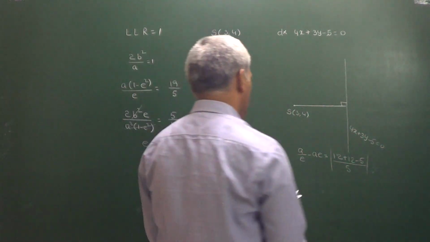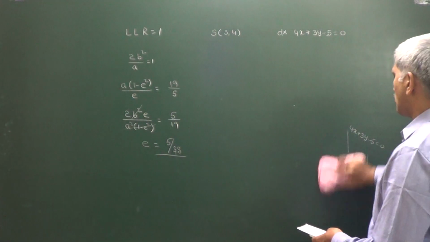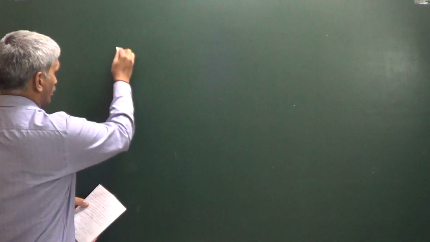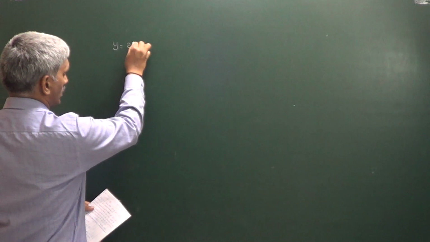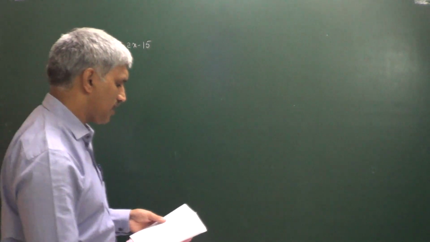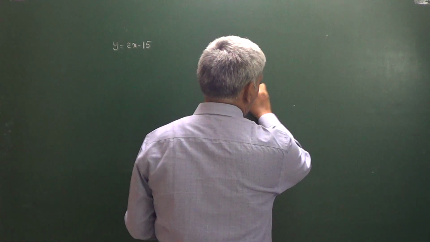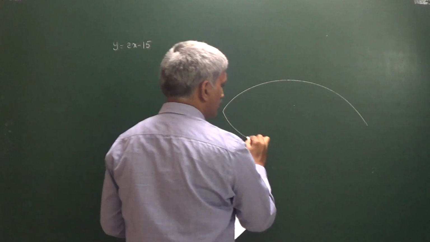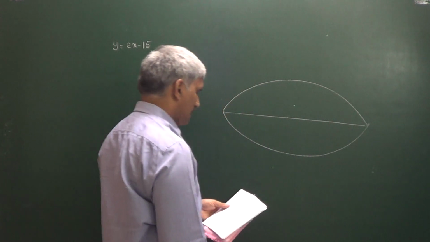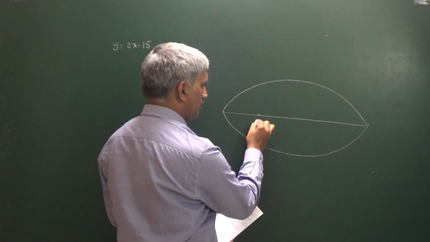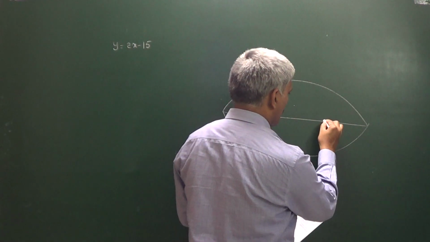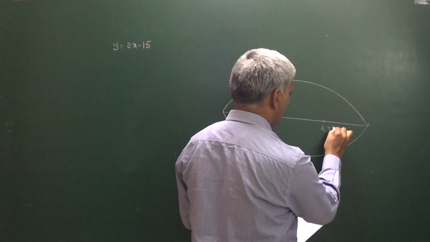So one more question he has given. The line y = 2x - 5 touches the ellipse having foci at, for that ellipse he has given one focus at (3, 1), the other focus at (-1, 7). Minus 1, minus 7 is one focus, and this point is given as (3, 7).